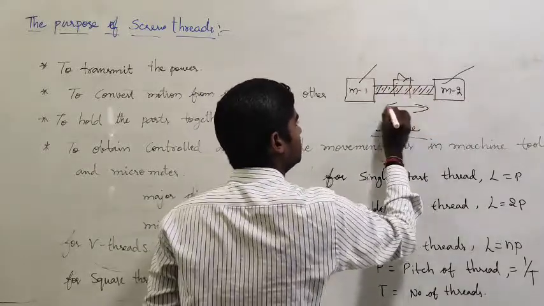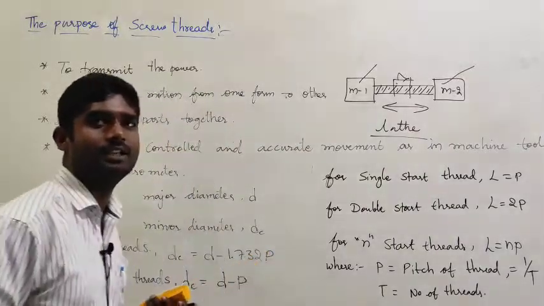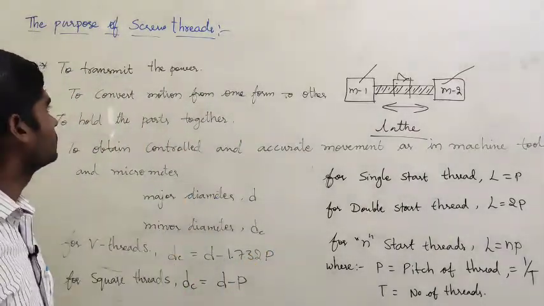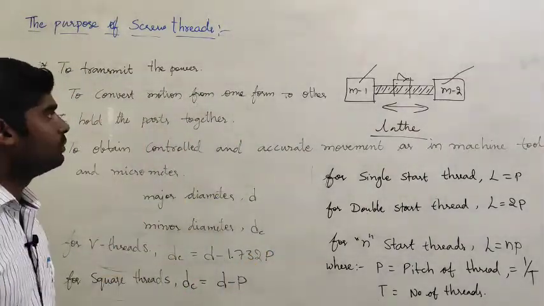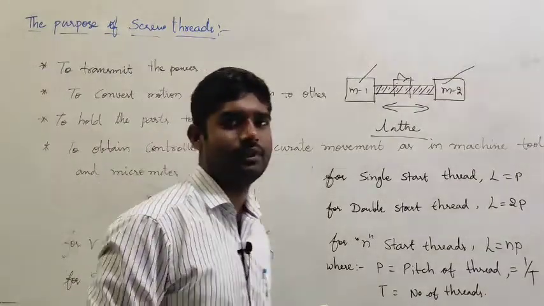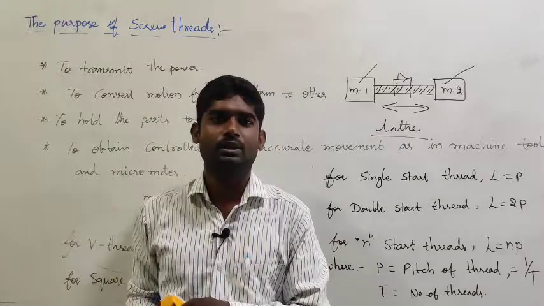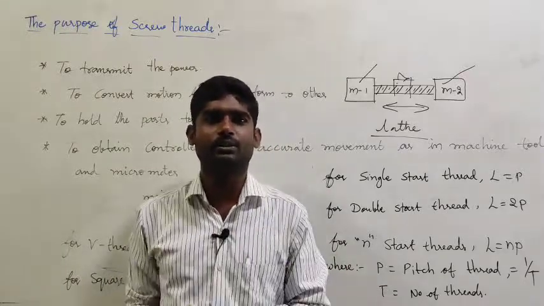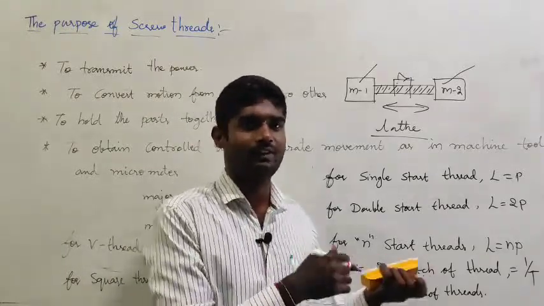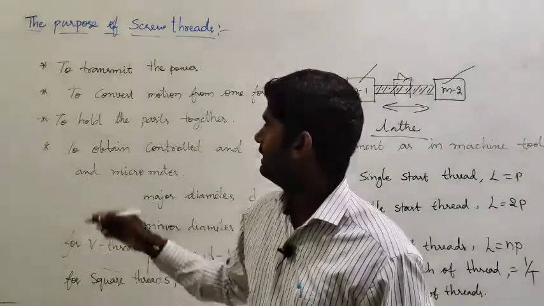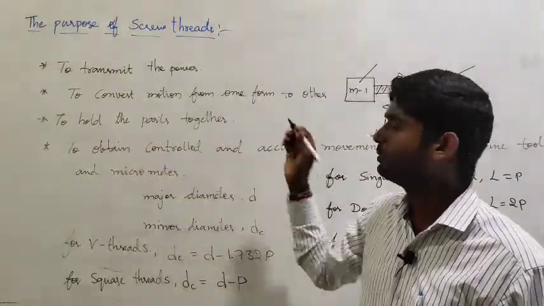This is one of the important uses of screw threads: to convert motion from one form to another form, rotation motion to linear motion, or linear motion to rotation motion. This is one of the applications. Next, to hold the parts together.